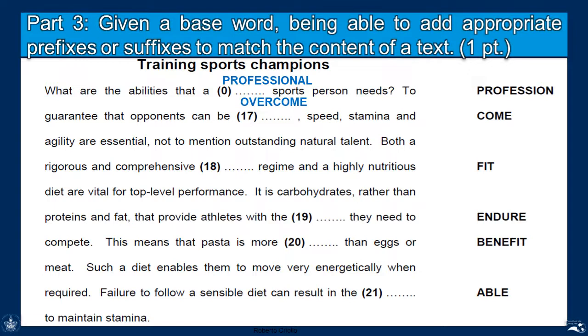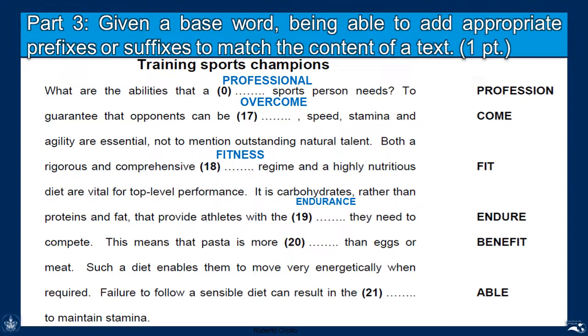So we have the word "fit," but then obviously if we're talking about a regime, we need to transform it to make it fit the blank, so it will be a "fitness" regime, right? And a highly nutritious diet are vital for top level performance. It is carbohydrates rather than proteins and fat that provide athletes with the, and the word is "endure." We need a noun because we have an article, so we need a noun. So we need to make it a noun, and we add the suffix "-ance" so that it becomes "endurance," with the endurance that they need to compete. This means that pasta is more.